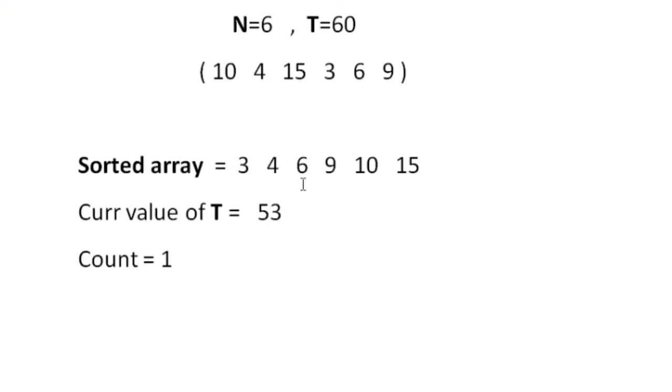So now he has bought 2 ice creams. Now the third one is 6 rupees. So he would be having 47 rupees left with him now. And we are incrementing the value of count. Now the cost of the fourth ice cream is 9 rupees. So 47 minus 9 would be 38 rupees. And we are incrementing the count again.